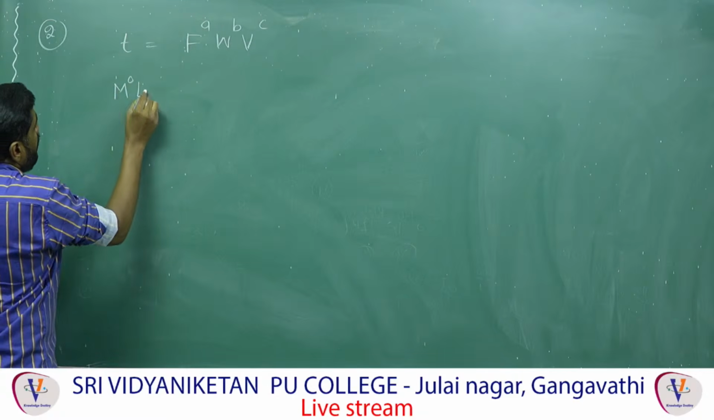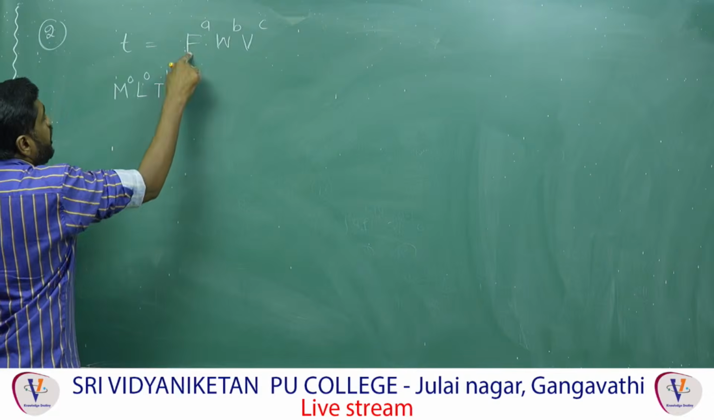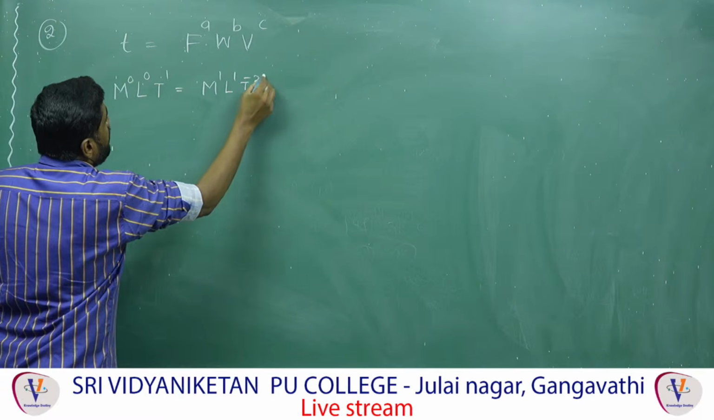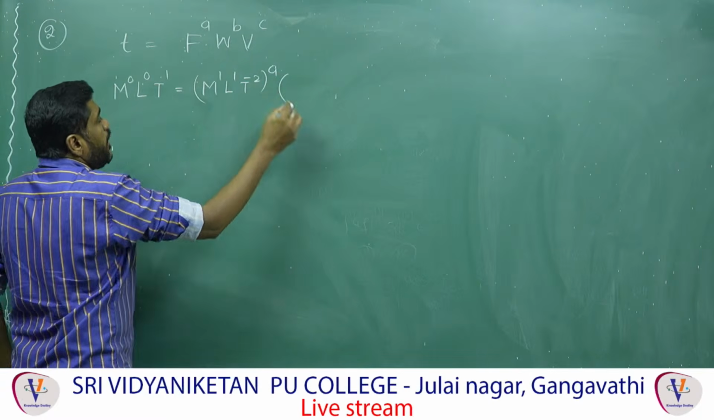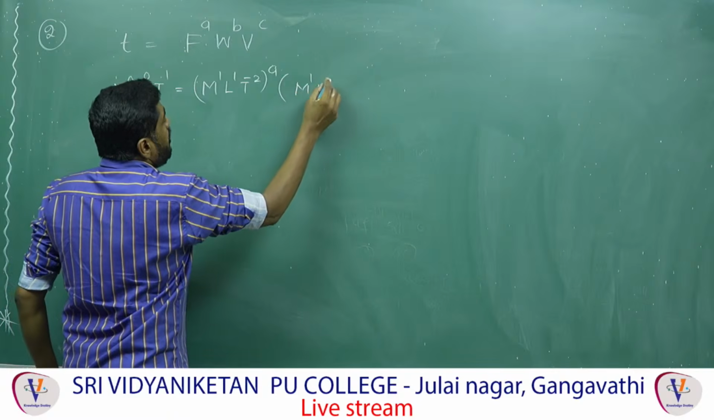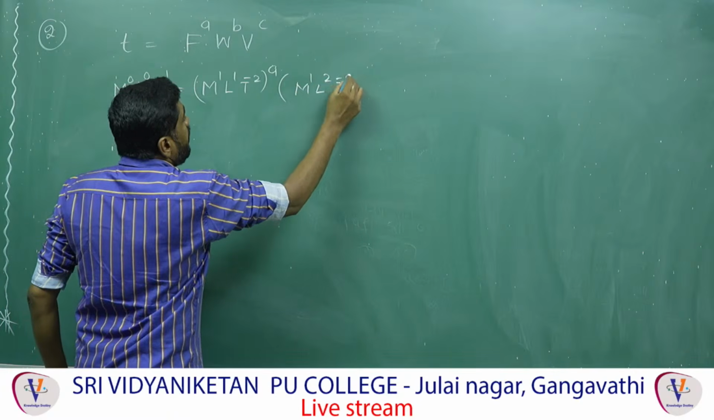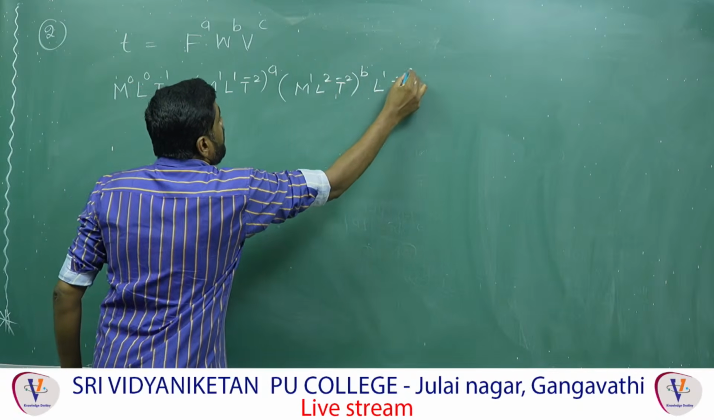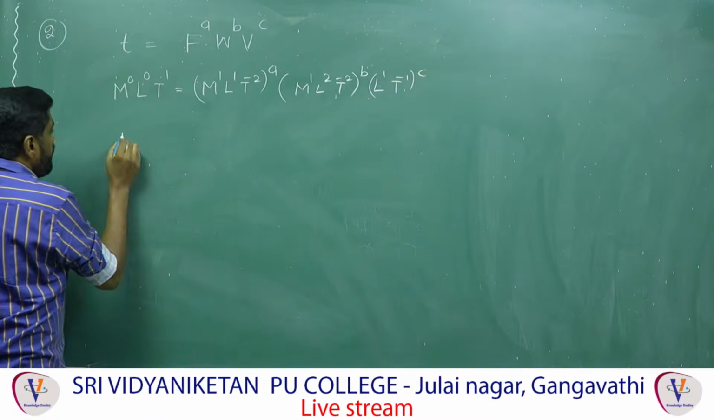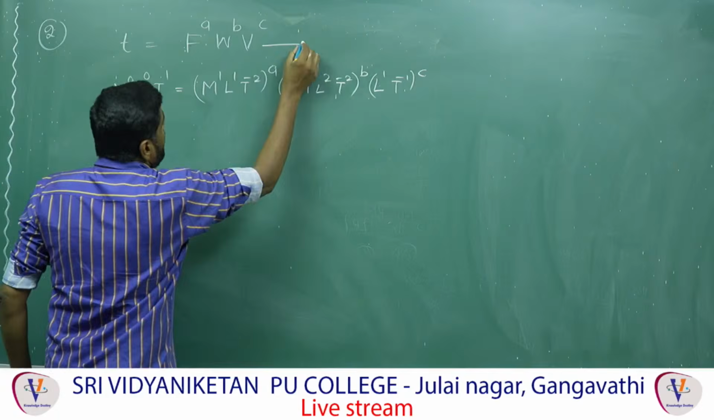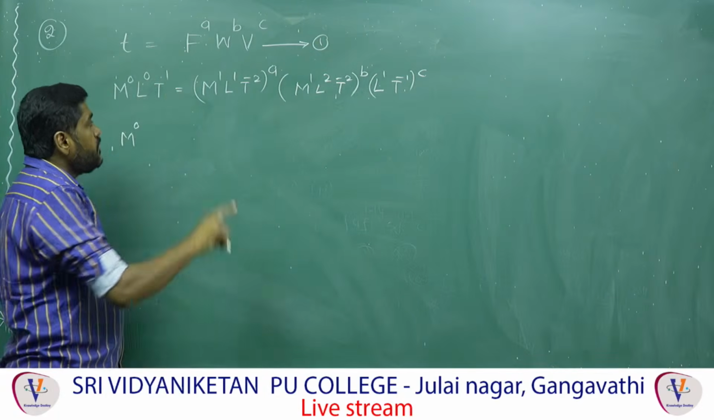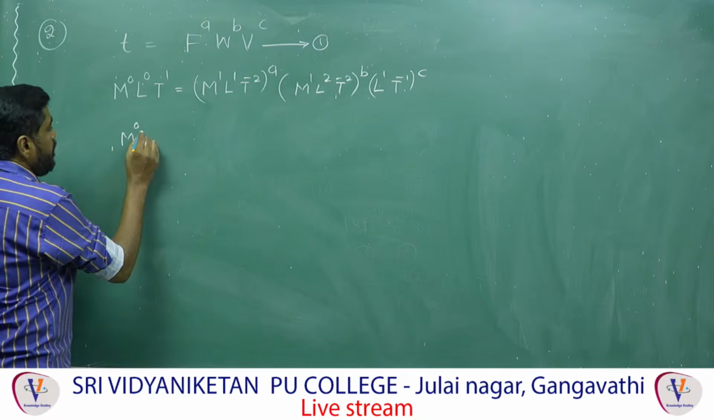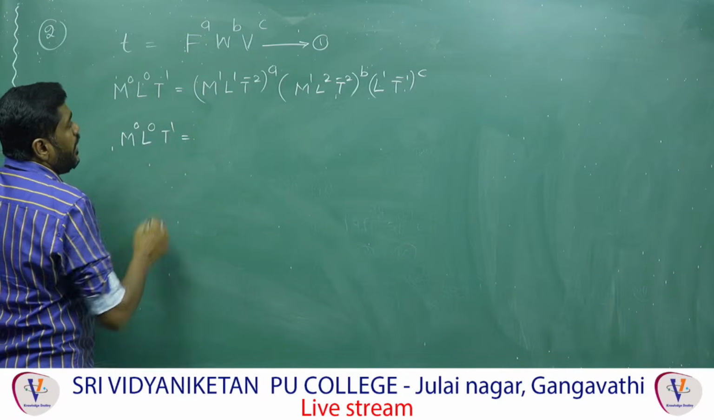For time, M power 0, L power 0, T power 1. Force dimension formula is M power 1, L power 1, T power minus 2, into a. Work dimension formula is M power 1, L power 2, T power minus 2, that is b. Velocity dimension formula is L power 1, T power minus 1, into c. This is equation number 1. We have assumed T is equal to F power a, work power b and velocity power c.